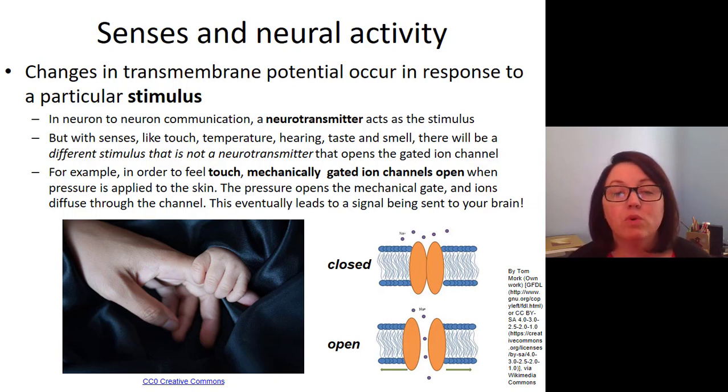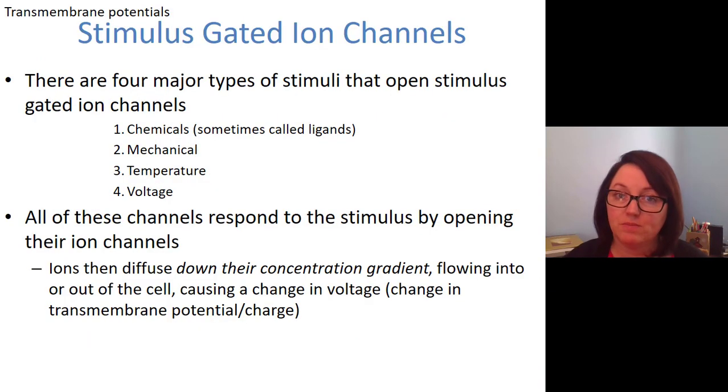For example, when we feel touch, we're going to be using mechanically gated ion channels instead of chemically gated ion channels in order to feel pressure that's applied to the skin. The pressure acts as the stimulus that opens the mechanical gate, and then ions just diffuse into or out of the neuron, leading to a signal being sent to your brain. What I want to do is to talk about how we can use things other than neurotransmitters to cause graded potentials in neurons. But in order to do that, we need to review our different types of stimulus-gated ion channels.